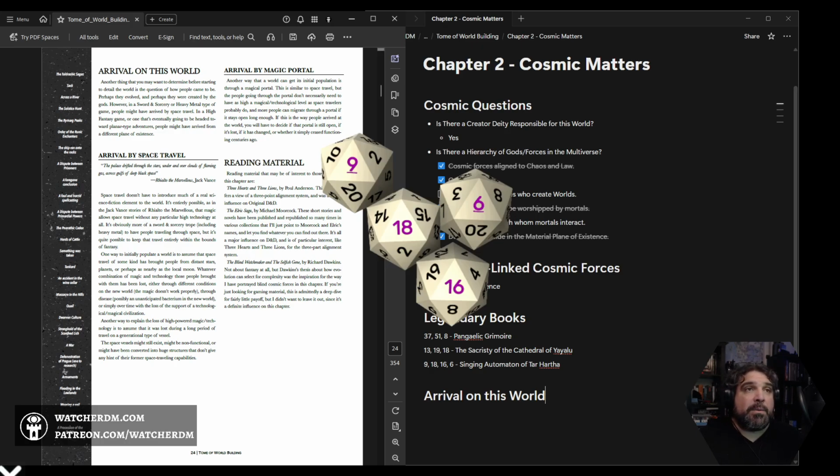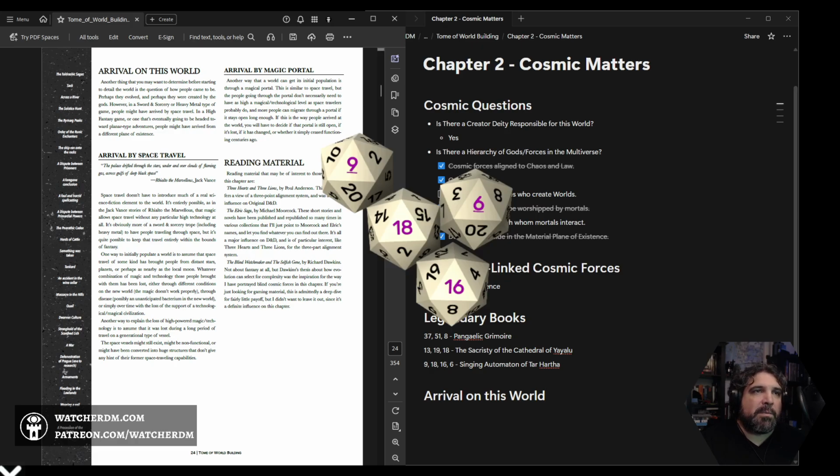One way to initially populate a world is to assume that space travel of some kind has brought people from distant stars, planets, or perhaps as nearby as a local moon. Whatever combination of magics and technologies those people brought with them has been lost, either through different conditions on the new world, where the magic doesn't work properly, through disease, possibly an unanticipated bacterium in the new world, or simply over time with the loss of the support of a technological magical civilization.